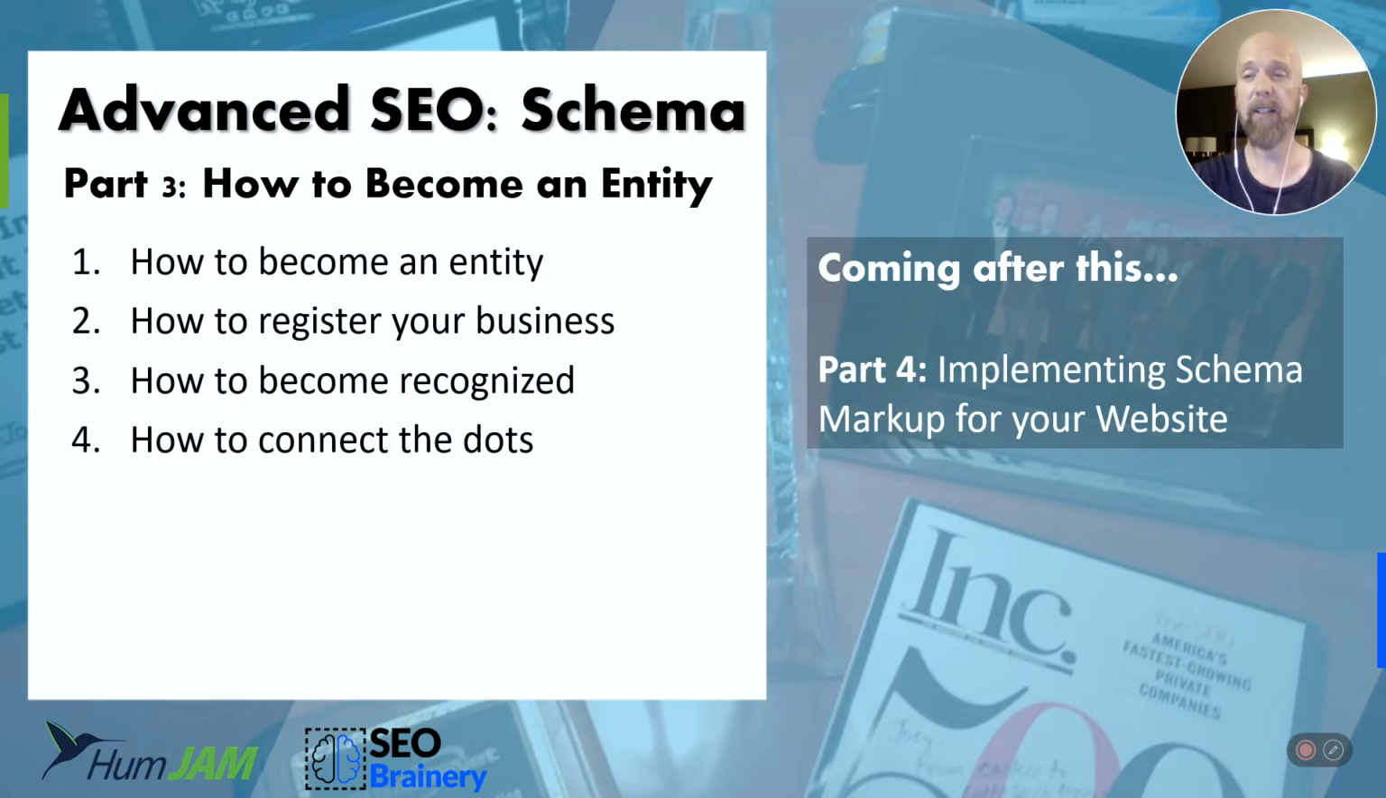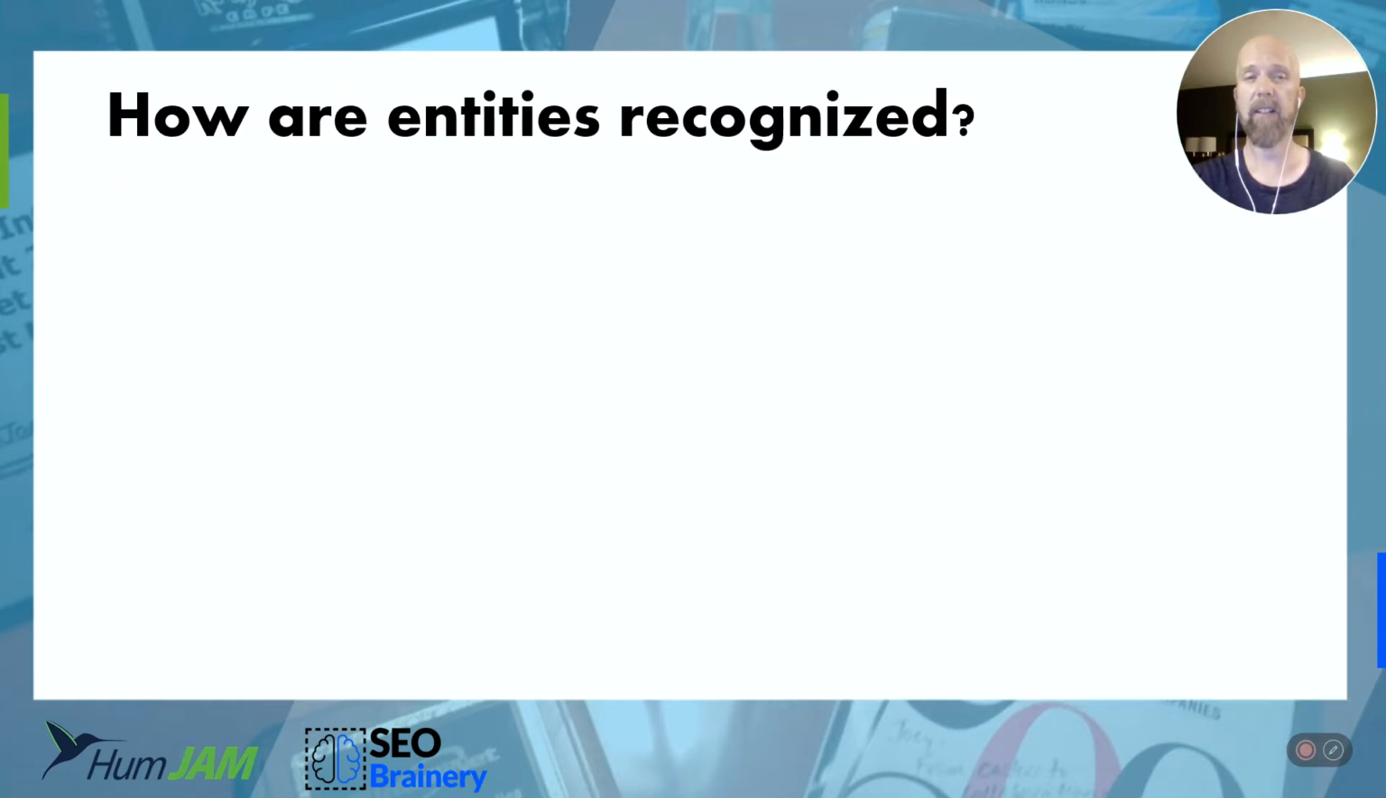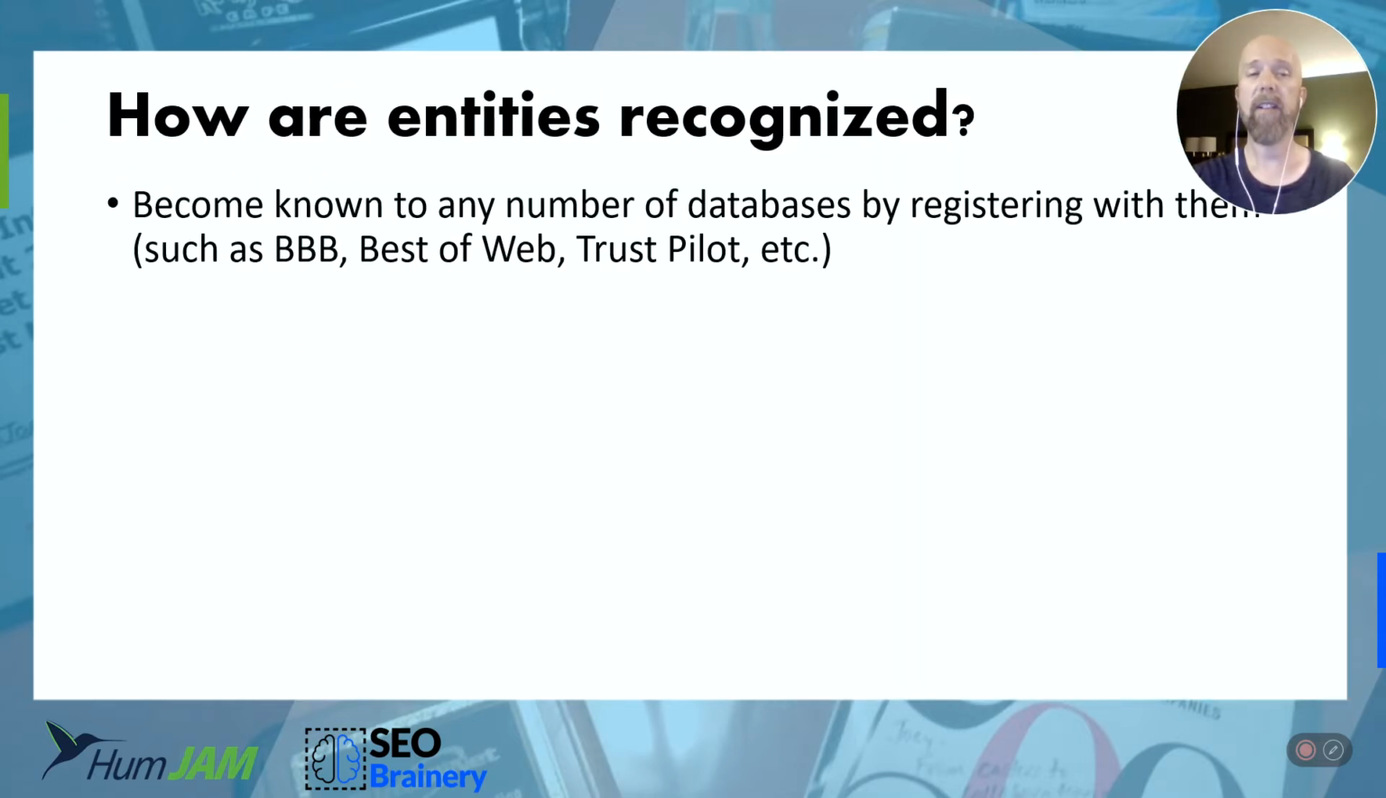So it's going to be easy to create entities, but I'm going to talk about entities that matter, such as your organization and things that will actually move the ball when it comes to Google, which is how to register your business, how to become recognized, and how to connect all the dots. So how are entities recognized?